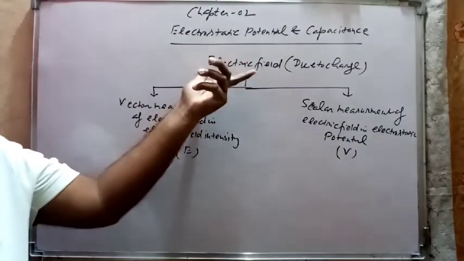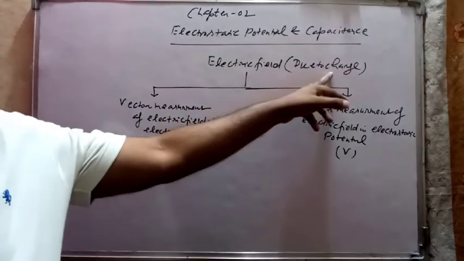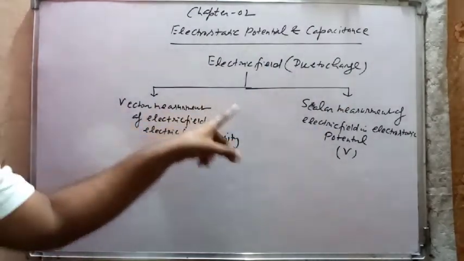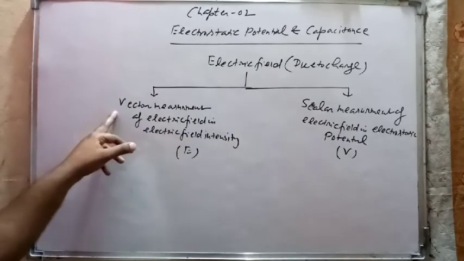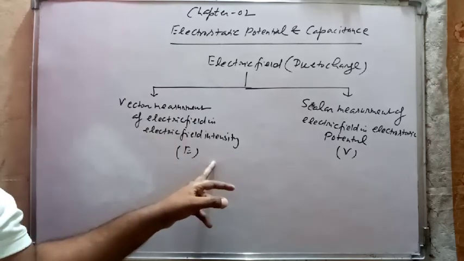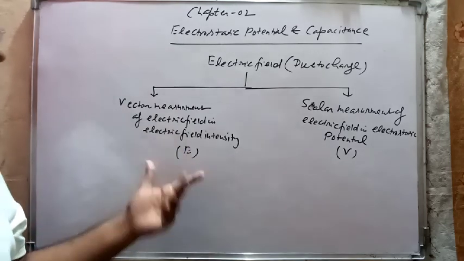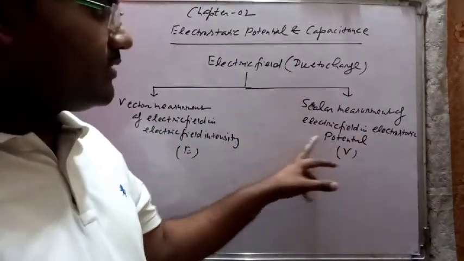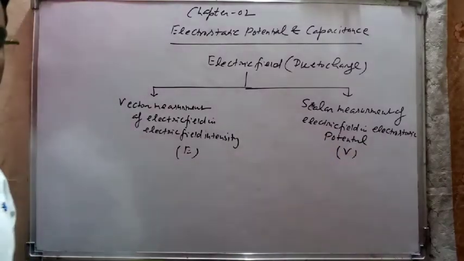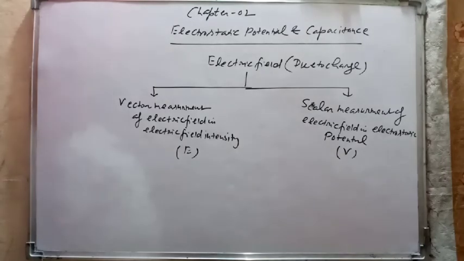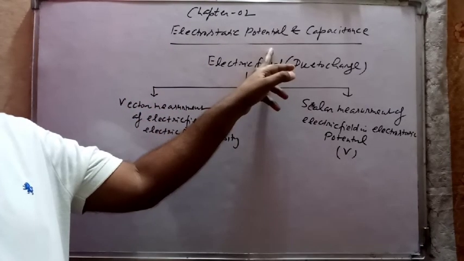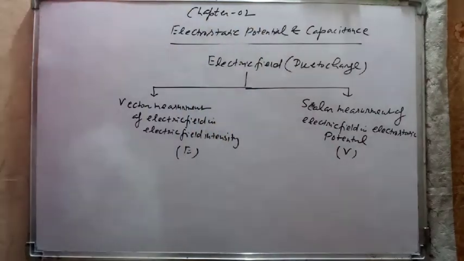Here is the electric field due to charge. If there is a charge, then there is an electric field. Electric field is measured in two ways. Vector measurement of electric field is called electric field intensity. This is discussed in first chapter. And the scalar measurement of electric field is electrostatic potential, or simply it is known as electric potential. In this chapter we study electrostatic potential and the capacitance.